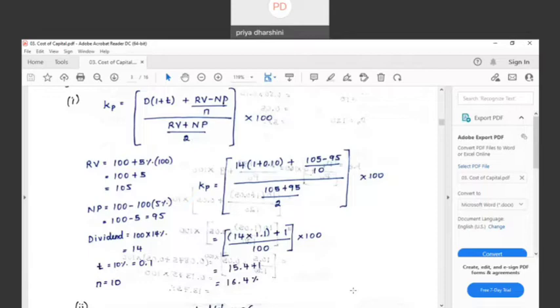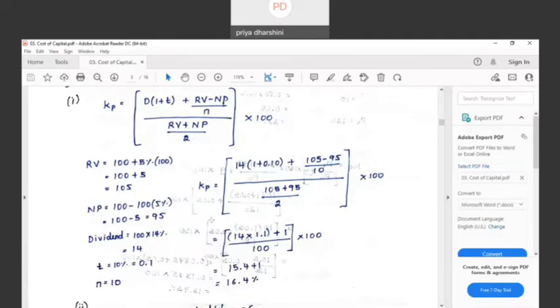So the amount of dividend is computed on face value. How much is face value? 100 rupees. On that 14% is dividend, so D is 14 rupees. Redeemable at a premium of 5%, so RV, redemption value, is 100 plus 5%, which is 105. Flotation cost is 5%. How do you find net proceeds? It is 100 minus 5%, so NP is 95. They have told about dividend tax of 10%.